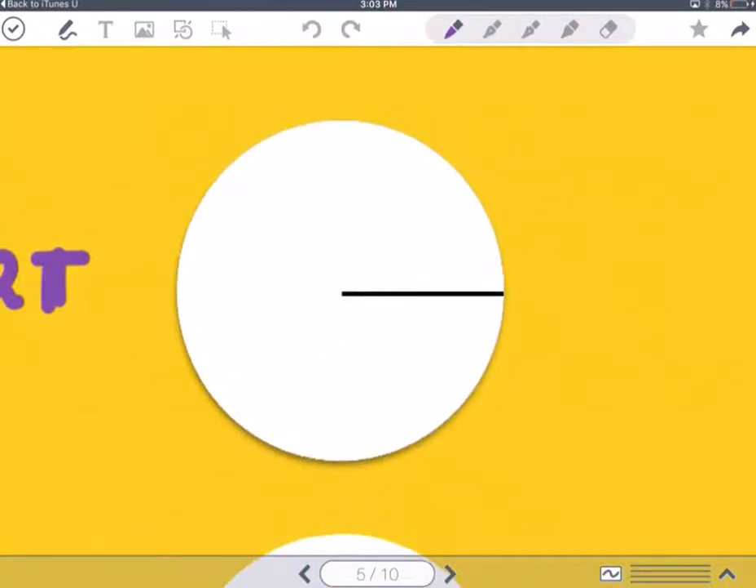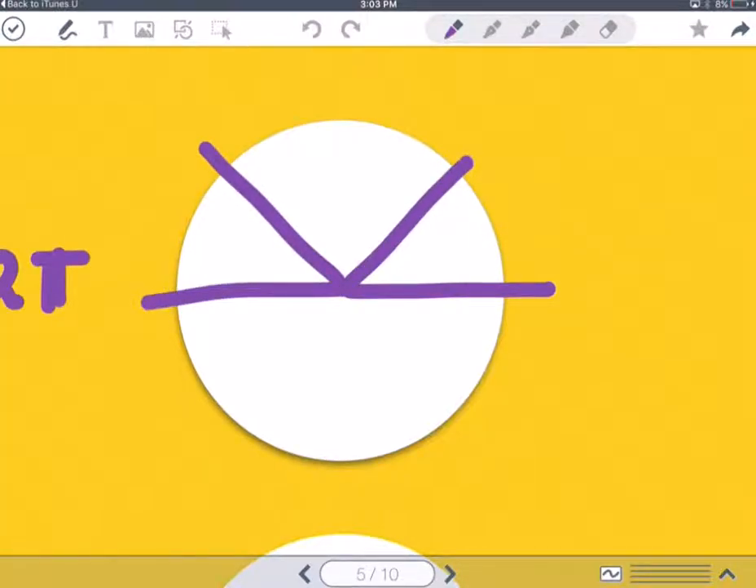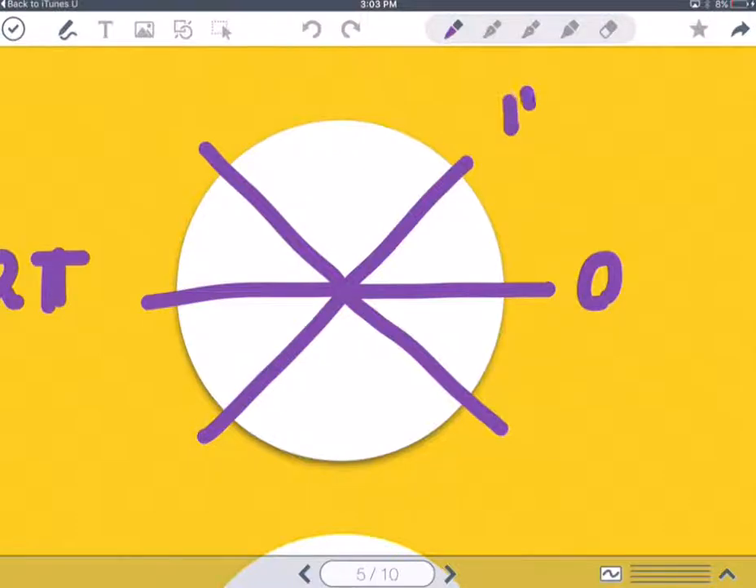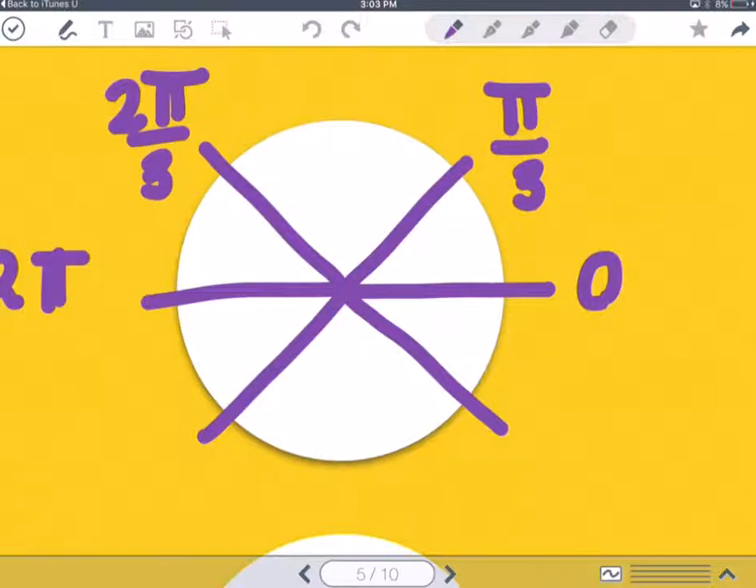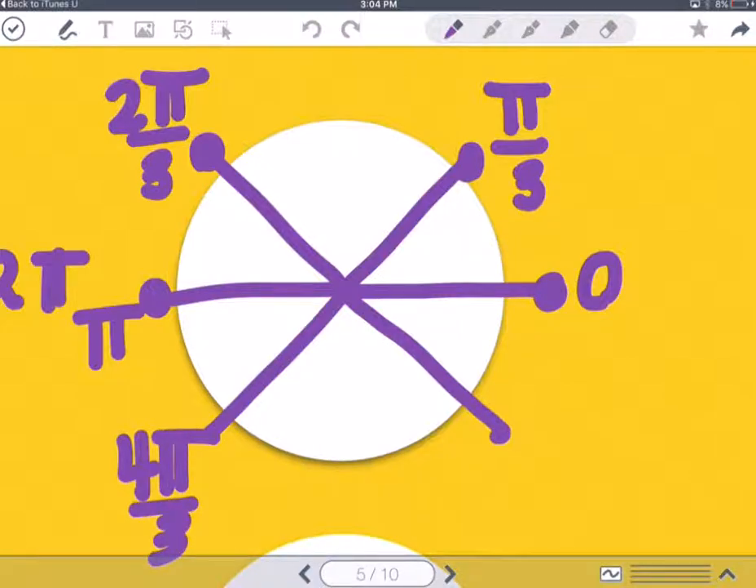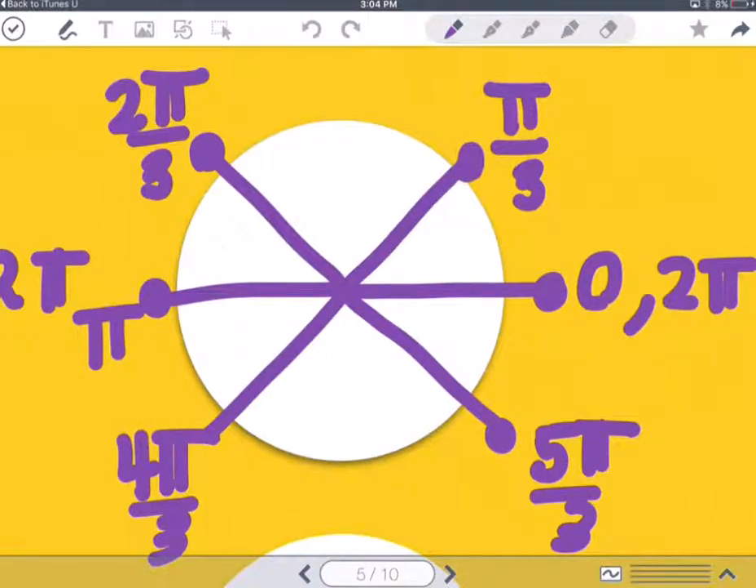And the other common one that we do is we split it into thirds. So up top, we're going to split it into thirds, and down below, we're going to split it into thirds. So then this would be 0, pi over 3, 2 pi over 3. This one's just going to be pi, so I have 0, 1/3, 2/3, a whole, and then this is going to be 4 pi over 3, 5 pi over 3, and then when it comes back is at 2. So it does one full rotation in thirds.